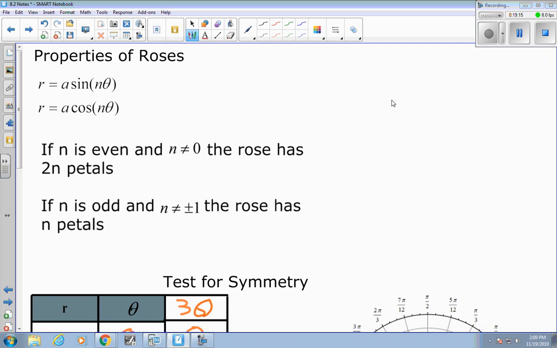So n can't be 0 or plus or minus 1. Now if n is 0, that should be obvious. You just have a constant value. It kills off the theta. So that should be fairly straightforward. For sine, you have nothing, just a point. And for cosine, you would at least have a circle of radius A.